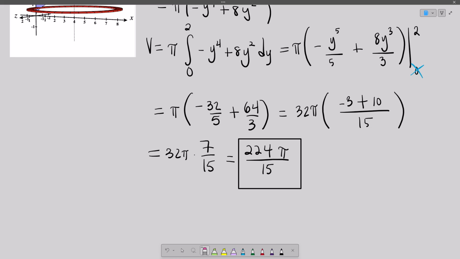Any questions? That is a funny looking 3. All good?